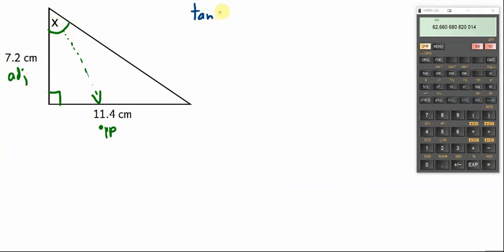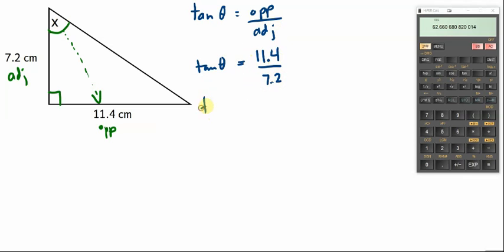So the tangent of an angle is the adjacent. Whoops, I made a mistake. Let's just undo that. Okay. Opposite divided by the adjacent. You should always check your formula sheet just in case you're not quite sure. I don't have one in front of me. I was going by memory, and sometimes I forget. Opposite is 11.4. The adjacent was 7.2. That equals the tangent of an angle.